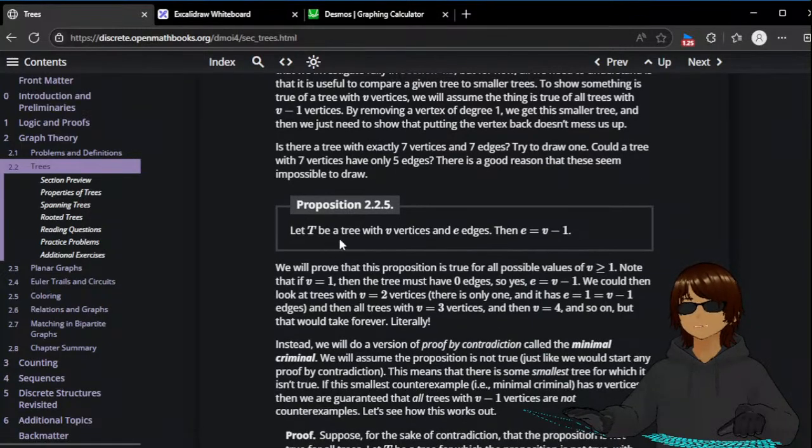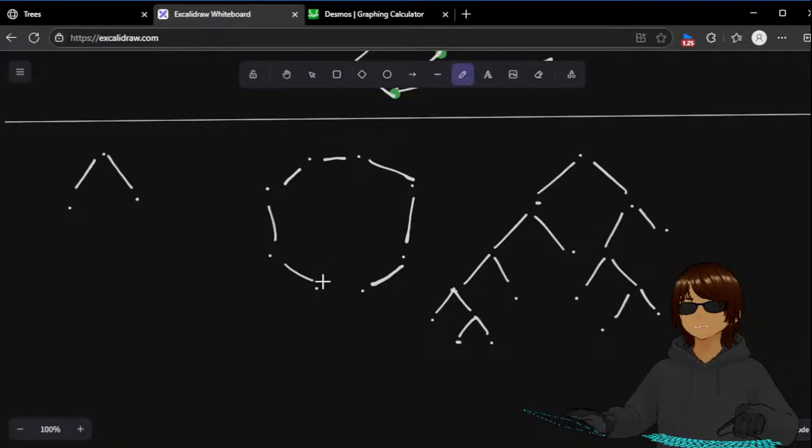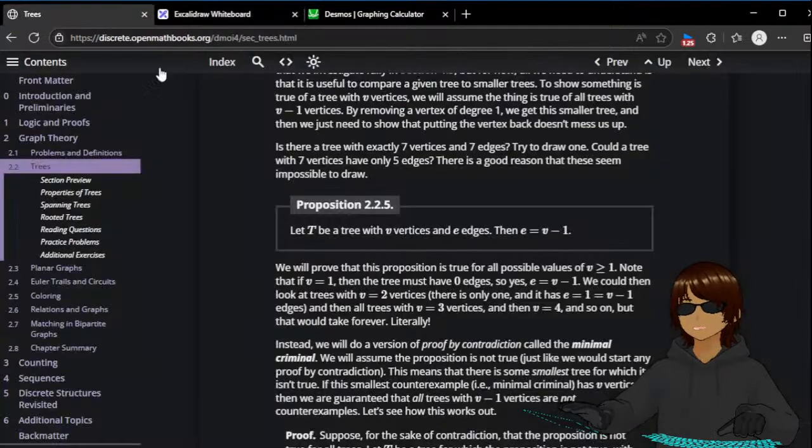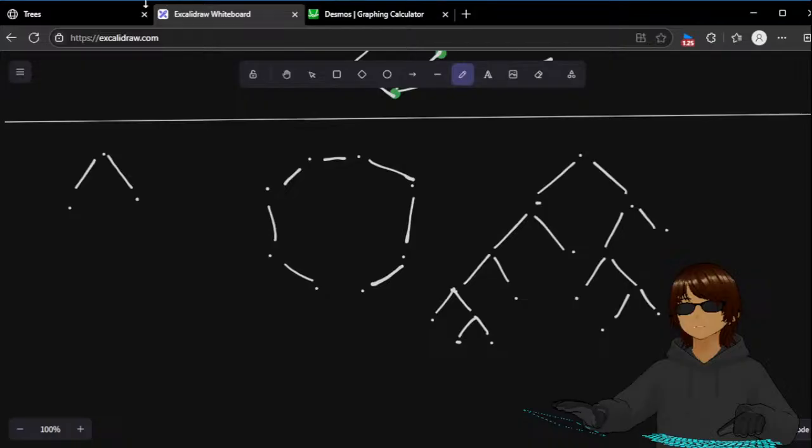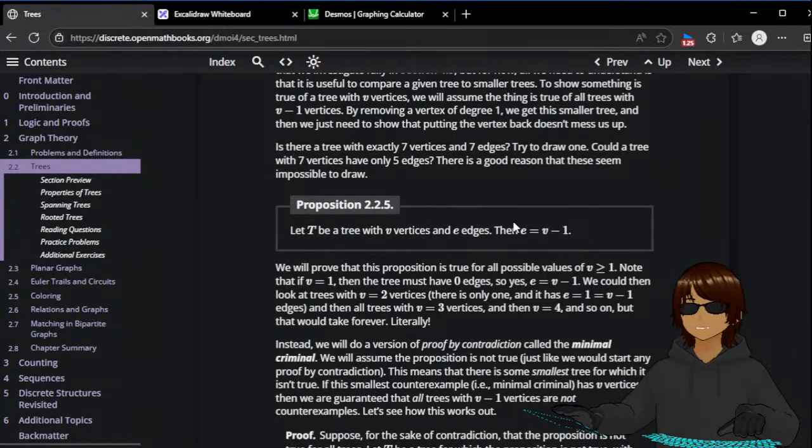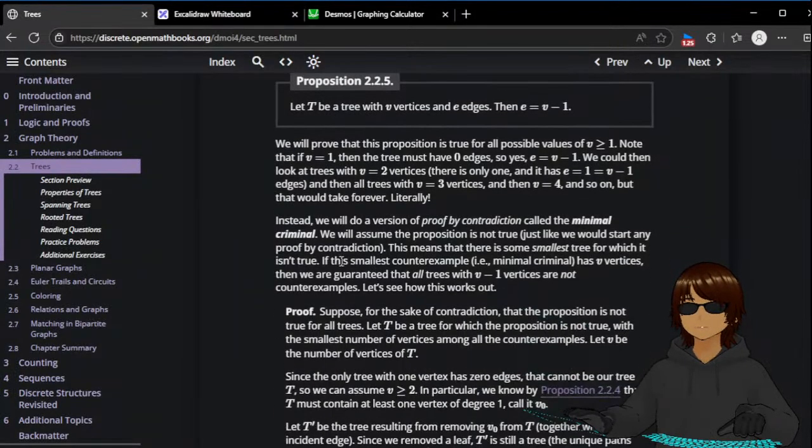Let T be a tree with V vertices and E edges. Then edges is equal to vertices minus 1. And 2, 3, 4, 5, 6, 7, 8 vertices. 1, 2, 3, 4, 5, 6, 7 edges. Yeah, so the edges is 1 less than vertices. It proved that this proposition is true for all possible values of V more than 1. Now if V was 1, then the tree must have 0 edges. So yes, E is equal to V minus 1.